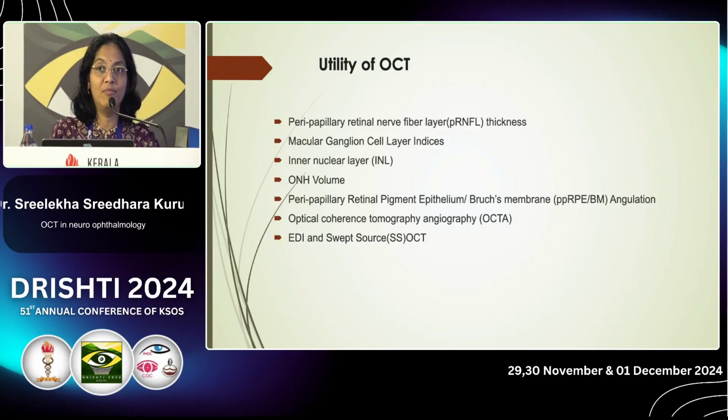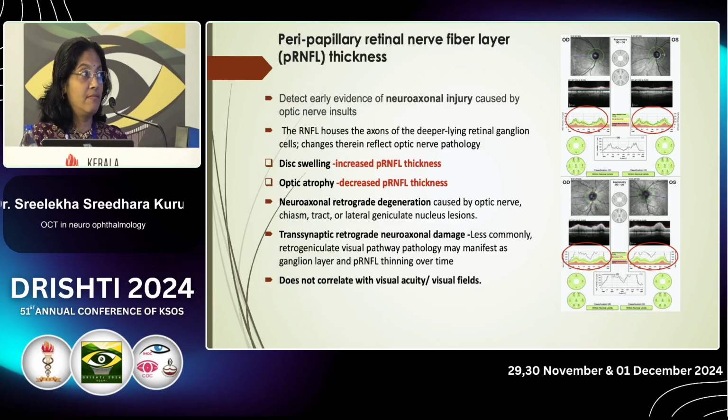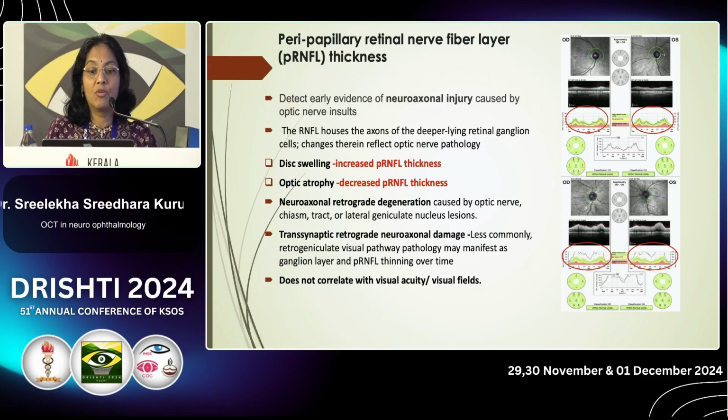These parameters will be coming up shortly. The peripapillary retinal nerve fiber layer shows thickening in disc swelling, followed by quadratic thinning in the setting of optic atrophy. Here you can see the normal peripapillary retinal nerve fiber layer falling within the green area of the graph, whereas below you can see a case with bilateral disc edema, papilledema, showing thickening. That is, the line is going above the green area. That is peripapillary thickening. But peripapillary thickness does not correlate with the visual acuity or the visual fields. That will be coming up shortly.